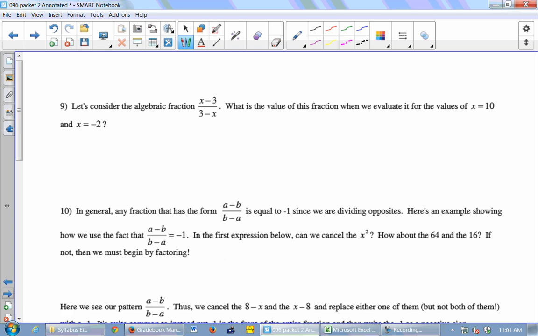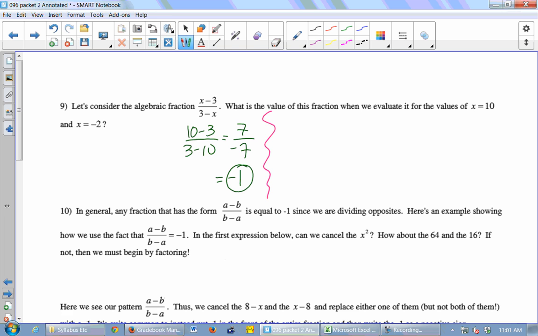All right, let's look at the algebraic fraction x minus 3 over 3 minus x. And we're going to plug in a 10. So I'm going to plug in two different values here, see what we get. So if I replace the x with a 10, I get 10 minus 3 over 3 minus 10. What's 10 minus 3? 7. 3 minus 10 is -7, so I end up with -1. Yeah. Because 7 over 7 is 1, and I have a positive over a negative, so the answer is negative.